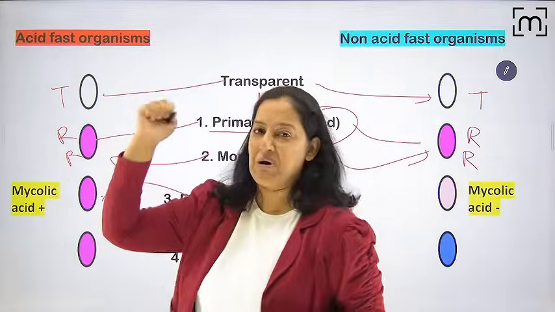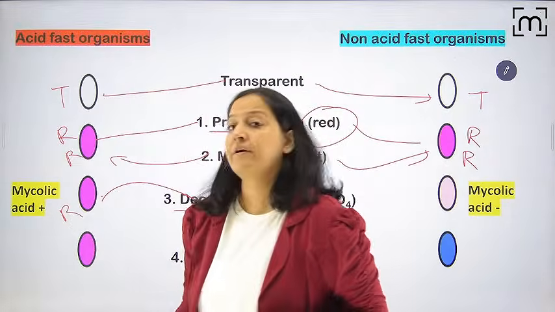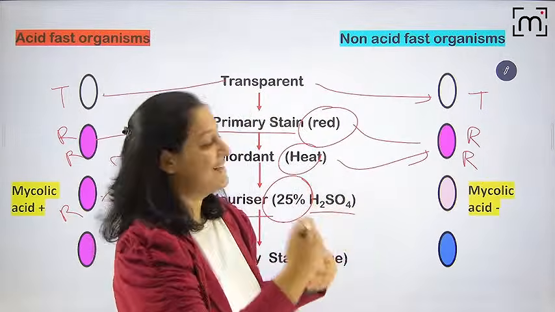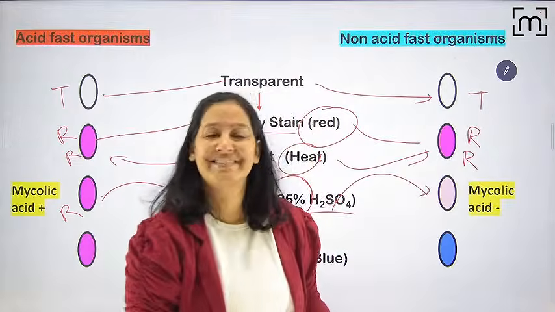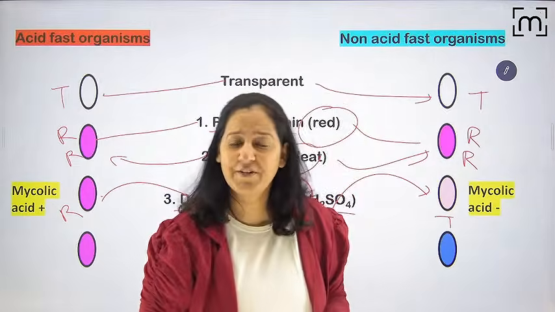Again the same concept. Some bacteria are resistant. They don't allow decolorizer to enter inside them, and that's why they are still red. And some bacteria are susceptible. They easily allow the decolorizer to enter into them. That's why they become transparent. Got it?